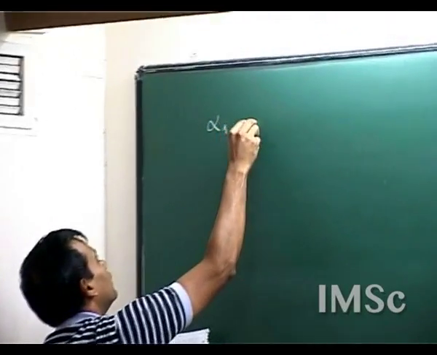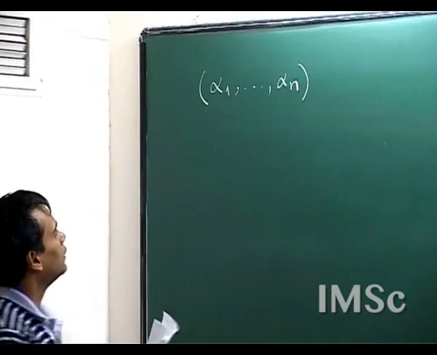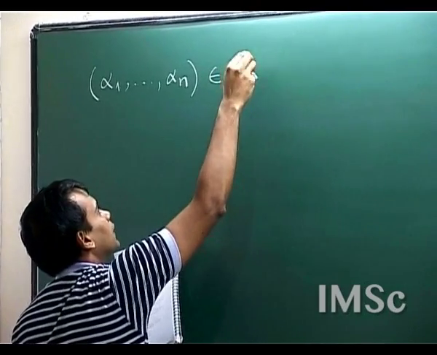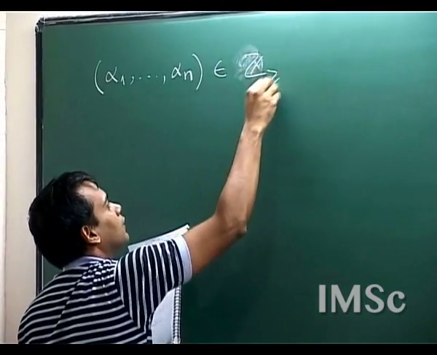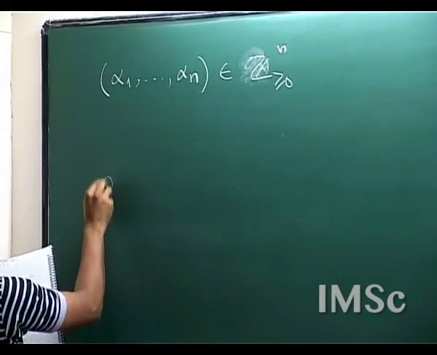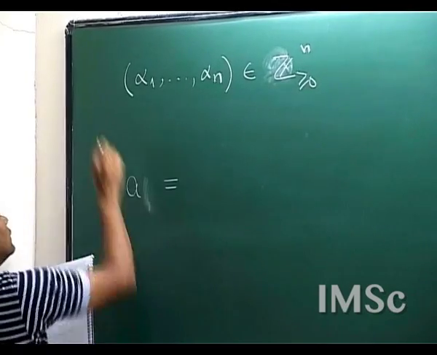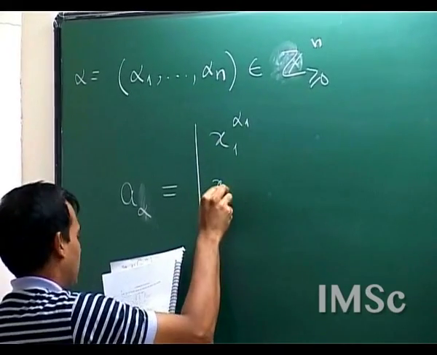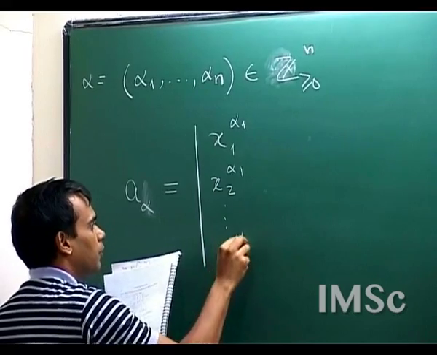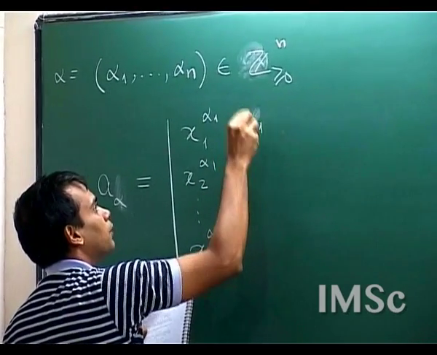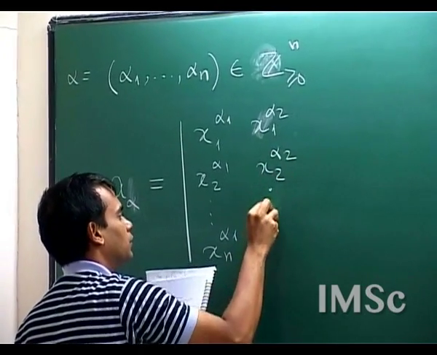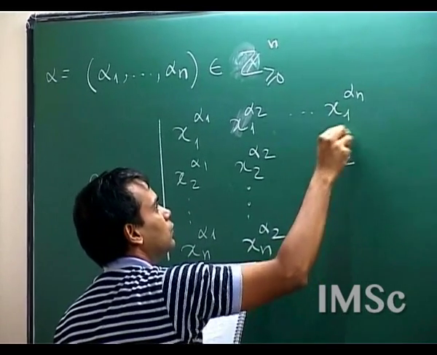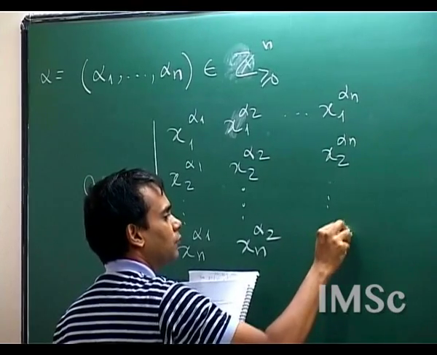So if you have any integer vector, by this I mean a vector whose coordinates are all non-negative integers, then I'll introduce this determinant, let's call this a subscript alpha, to be the determinant with rows x1 to the power alpha 1, x2 to the power alpha 1, xn to the power alpha 1, then x1 to the power alpha 2, x2 to the power alpha 2, xn to the power alpha 2, and so on, x1 to the power alpha n, x2 to the power alpha n, xn to the power alpha n.